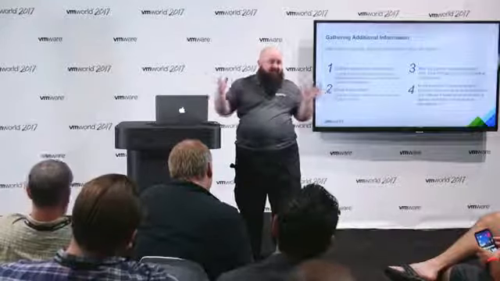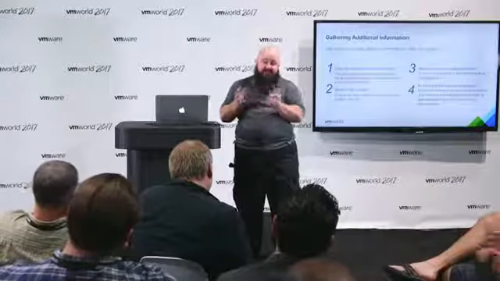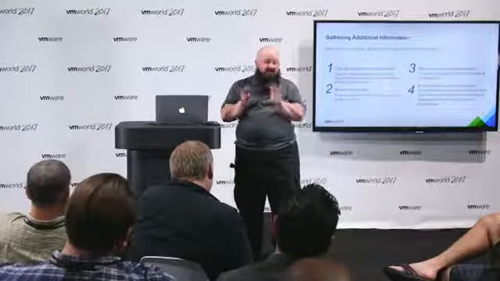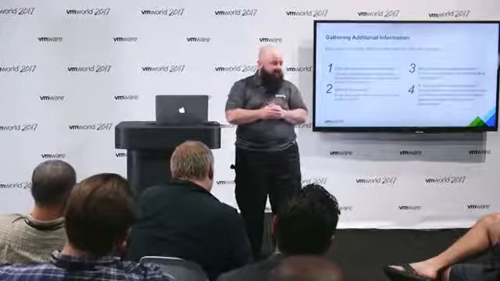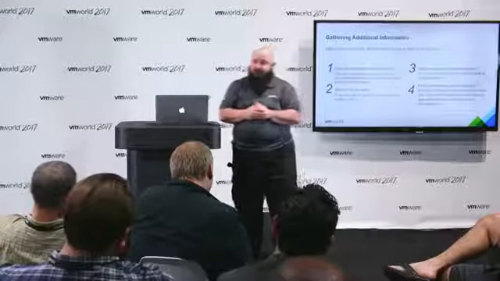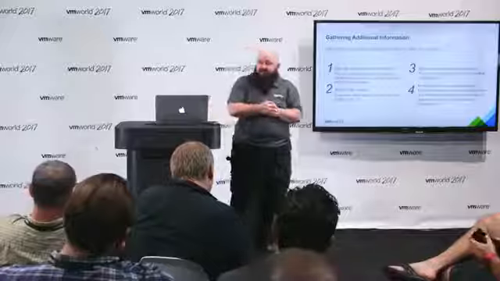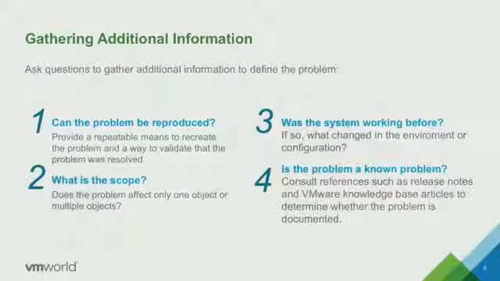Because if it's happened to everyone, then that tells me it's possibly something in the image itself and not something at the endpoint. Right? Yeah, there's any possibilities, right? But knowing that scope helps me determine where I need to start looking. Right? And last one, is the problem a known issue?